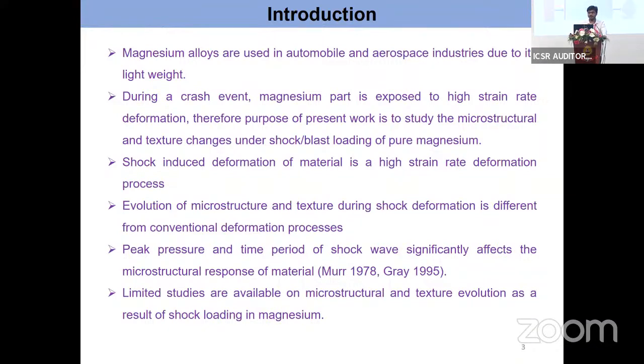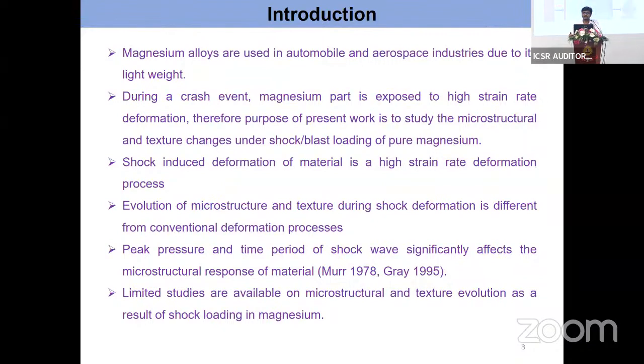Now coming to the experimental procedure. I received the magnesium in the form of a 5 mm thick sheet. Then I unidirectionally rolled the sample at an elevated temperature of around 200 degrees Celsius, in a symmetric manner, and in each pass I gave 10% reduction, until I reduced the sample to 0.5 mm thickness.